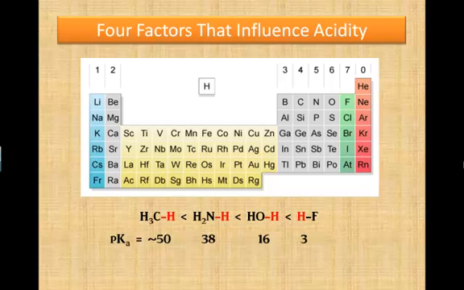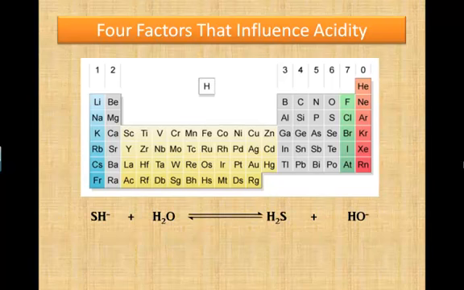So again, as the electronegativity of the atom that bears the negative charge in the conjugate base increases, the acidity of the conjugate acid also increases. Let's consider what happens within a family.